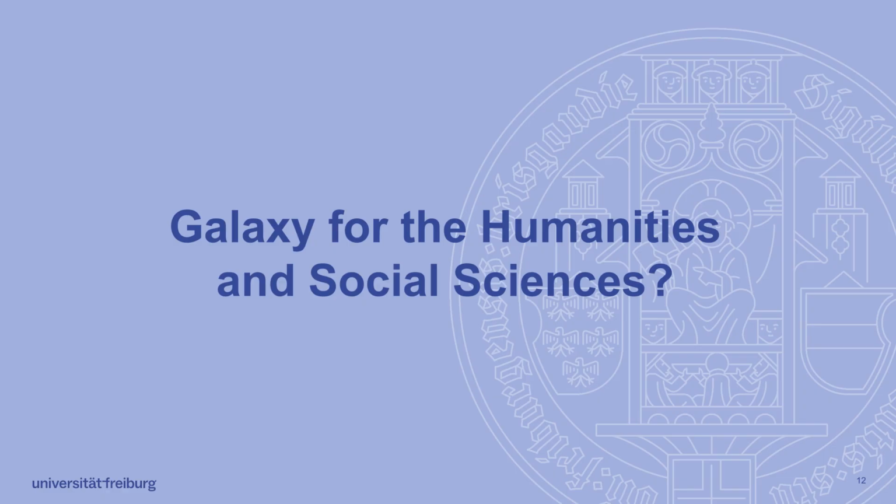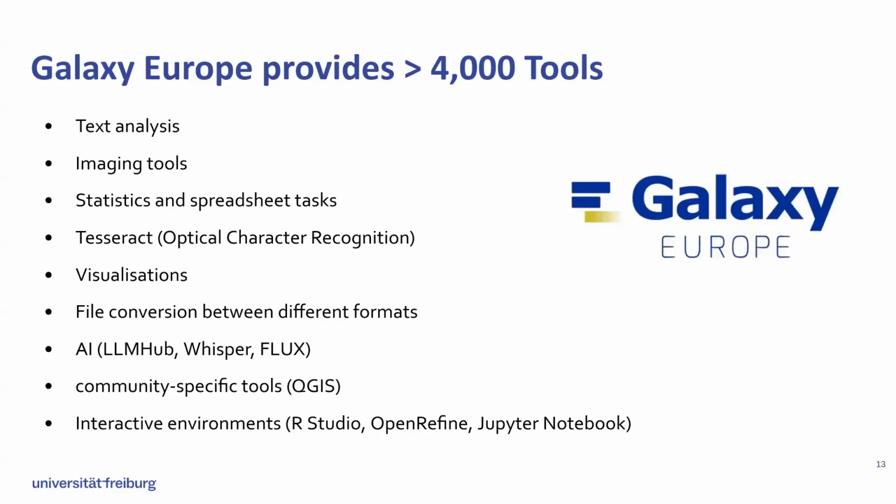Maybe that sounds nice, but how does it appeal to you from the humanities or social sciences? We currently have more than 4,000 tools. Those are, for example, for text analysis, but also imaging tools, statistics and spreadsheet tasks. Also, we have, for example, Tesseract for optical character recognition. When you're working with scans or images that are not machine readable yet, there's the option to make visualizations directly within those workflows.